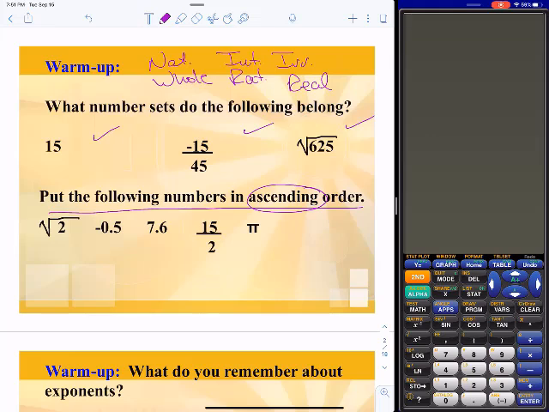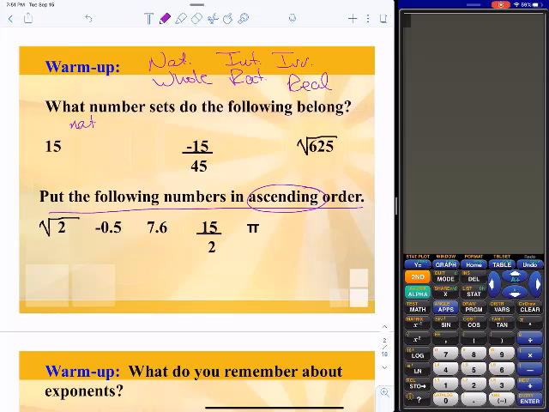Okay, so let's see how you did. Let me erase these little marks here real quick. And let's talk about these number sets. So it says, what number sets do the following belong to? So we've got a 15. Well, the 15, we know that it is a natural number, because natural numbers are just our counting numbers. So this one is a natural number.